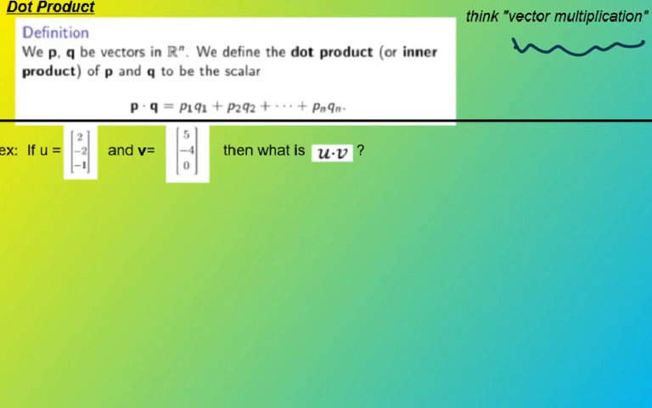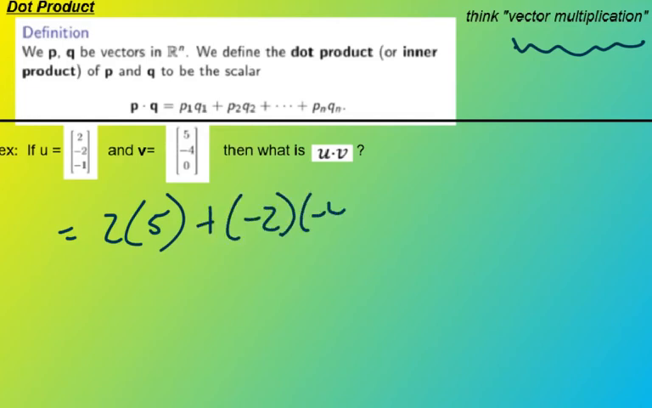So if I was going to do it for u and v, it would literally just look like 2 times 5, because those are the corresponding x parts. And then I'd add it to -2 times -4.